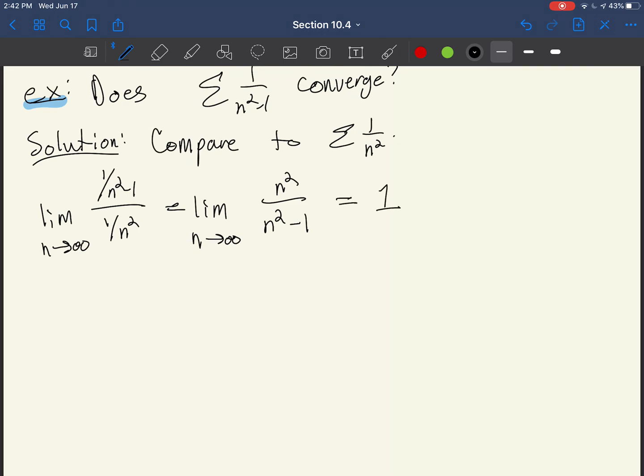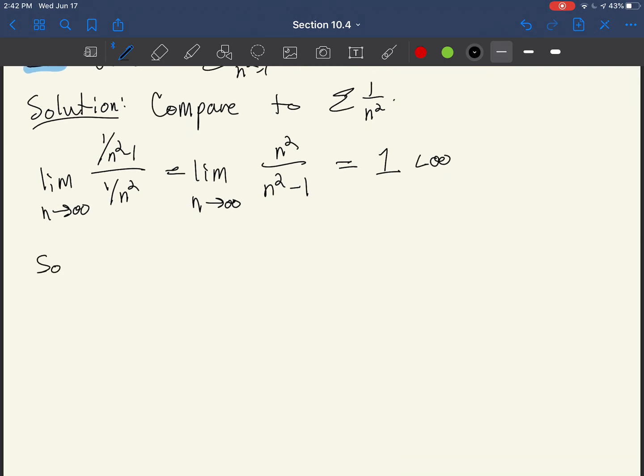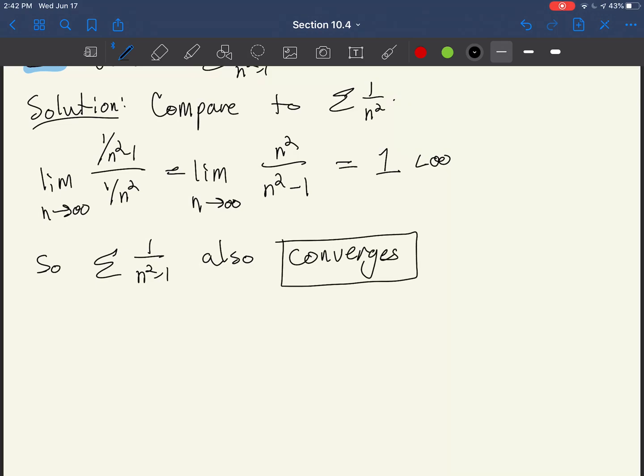These both have the same degree, so this is just 1. And the coefficients are both 1. 1 is not 0, and it is less than infinity. So the summation of 1 over n squared minus 1 also converges, since this sum converged by the p-test.